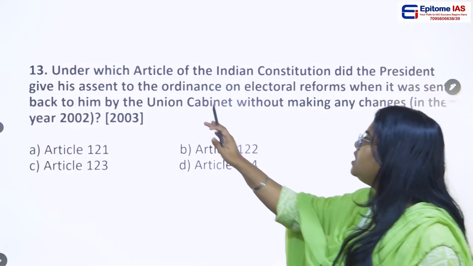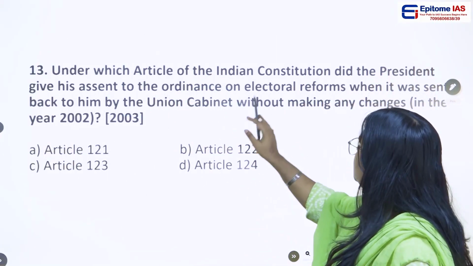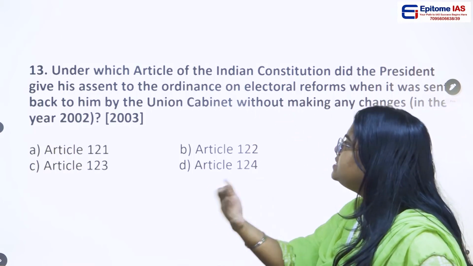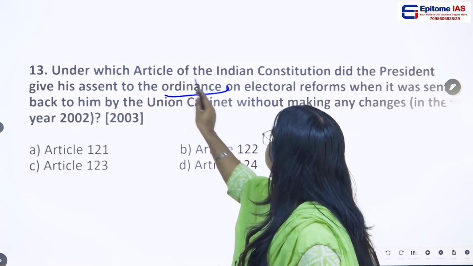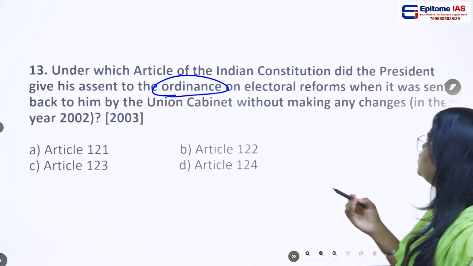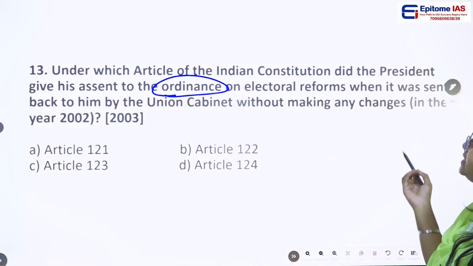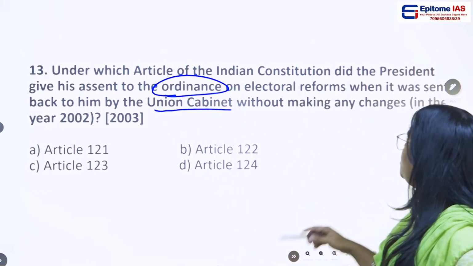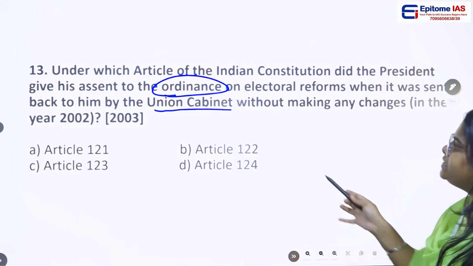So the next question: under which article of the Indian Constitution did the President give his assent to the ordinance on electoral reforms when it was sent back to him by the Union Cabinet without making any changes in the year 2002?